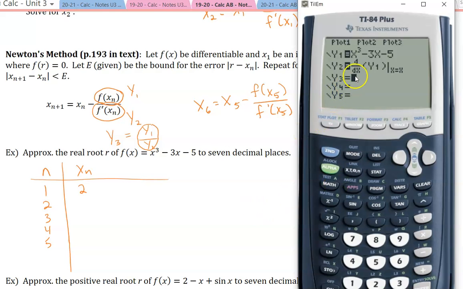And then for y3, we're going to put y1 divided by y2. So alpha trace to retrieve y1 divided by alpha trace, and then arrow down to y2. Again, you can also get to that from variables, y variables, function, okay?